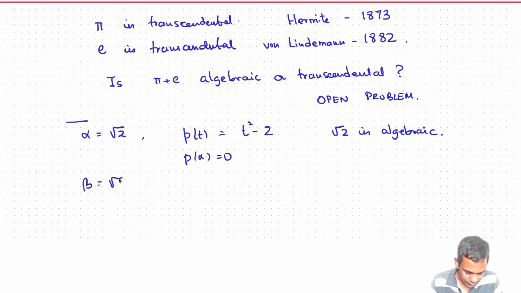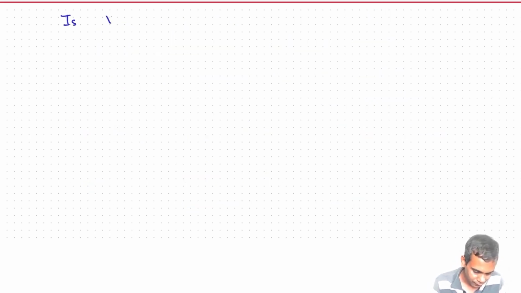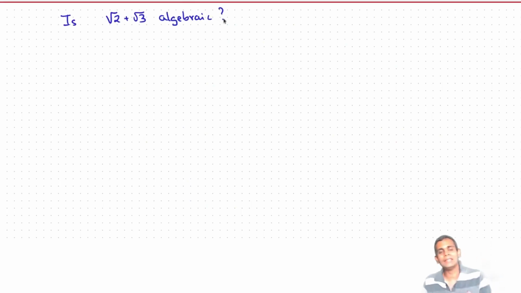What about square root 3? Well, now you can take p(t) equals t squared minus 3. Maybe we'll call it q(t). Then we have q(alpha) equal to 0. So square root 3 is also algebraic. Well, in the spirit of pi and e, we can ask, is square root 2 plus square root 3 algebraic? In a later lecture, we'll see a very conceptual reason why square root 2 plus square root 3 is algebraic. But right now, let's just try to find a polynomial with rational coefficients for which square root 2 plus square root 3 is a solution.